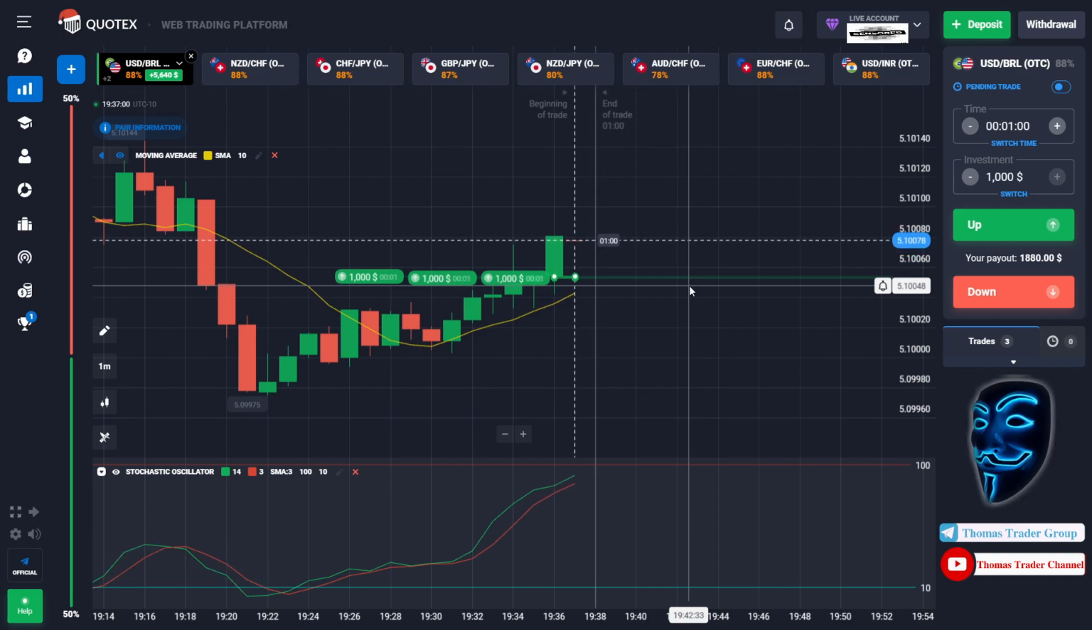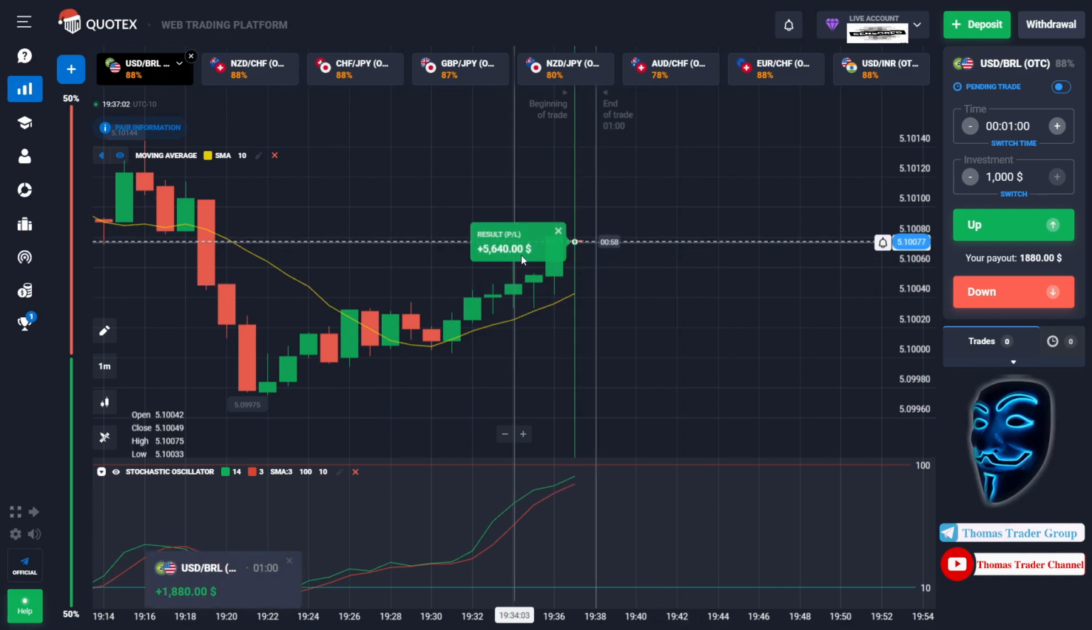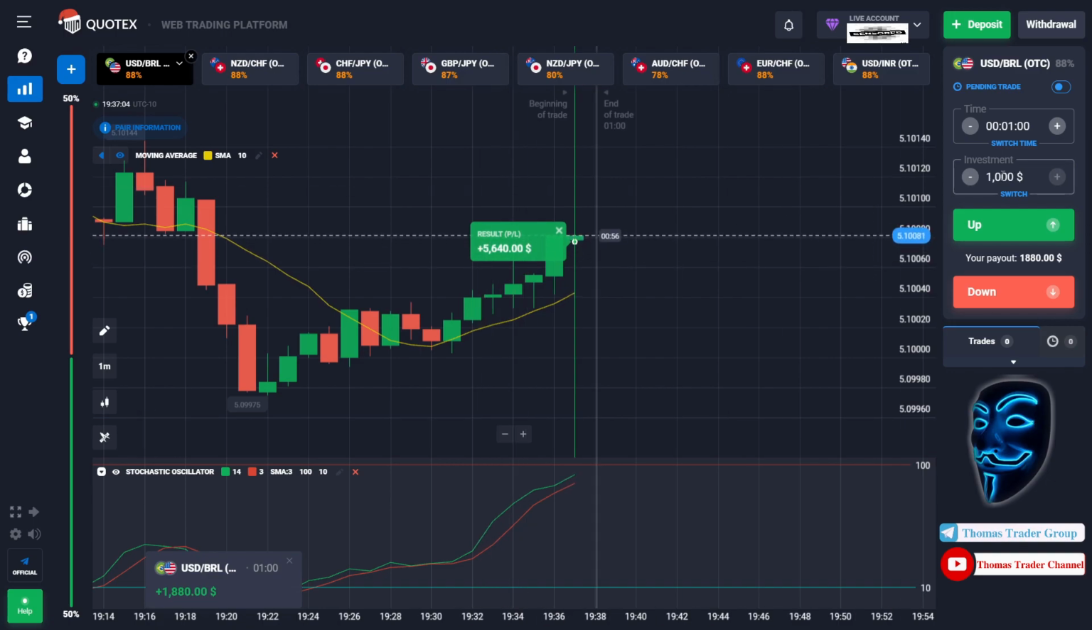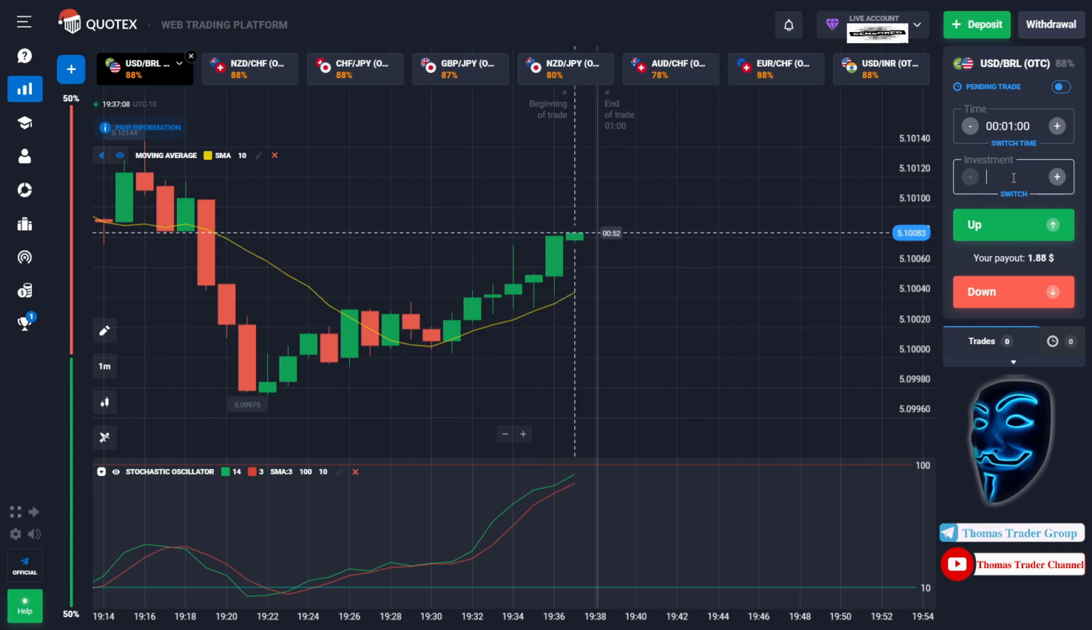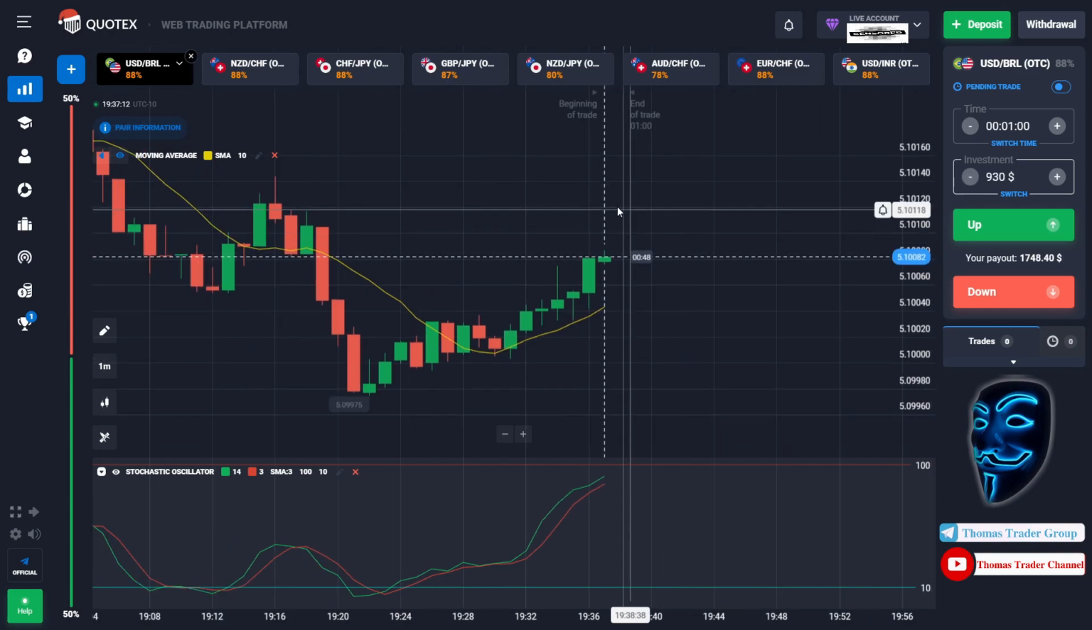We made a right prediction over here. We made a profit of $5,600. Let's divide it into 6. We will open 6 positions of $930 in the next open position. Let's find the other market.